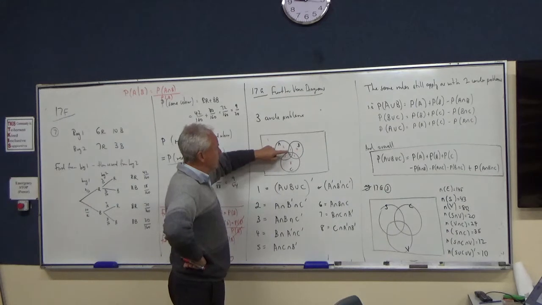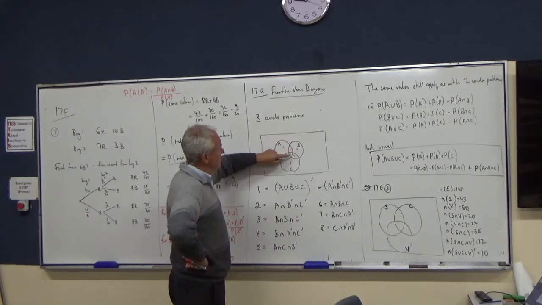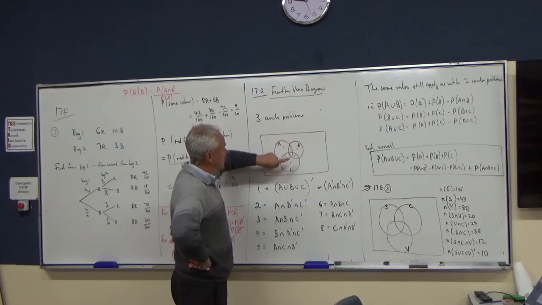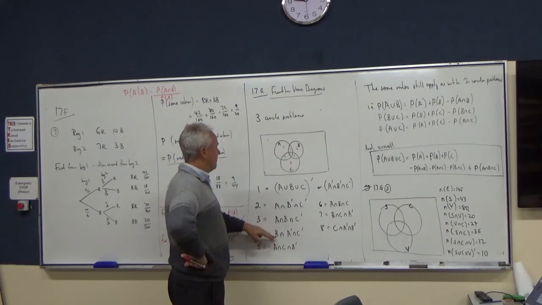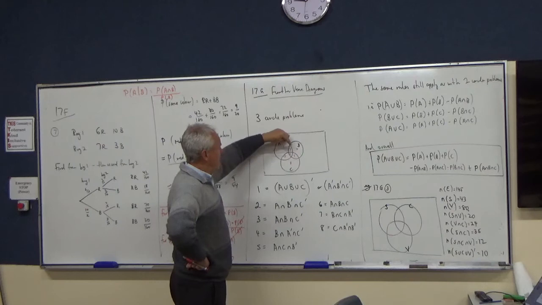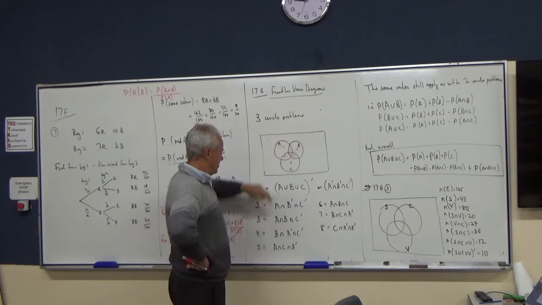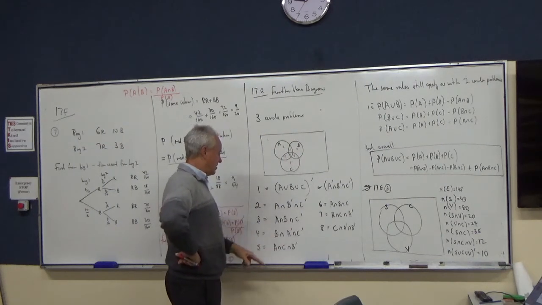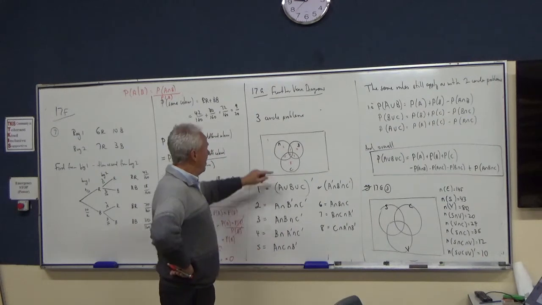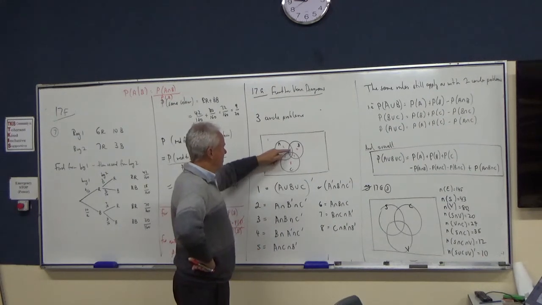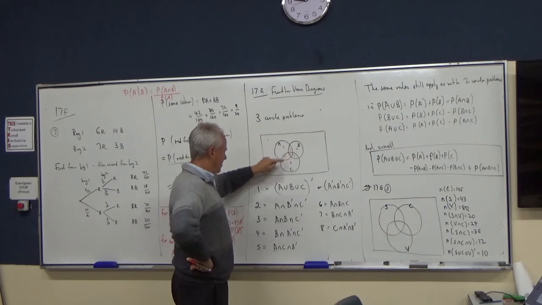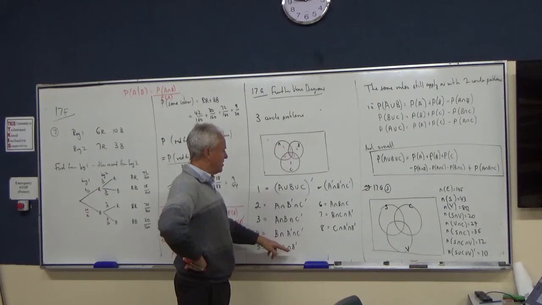Region 3 is A intersection B intersection C complement. So region 3 here is in A and B, but it's not in C. Region 4, just like with A, is in B, but not in A and C, so B intersection A complement intersection C complement. 5 is this bit here, and that's like 3, it's in A and C, but not in B, so A intersection C intersection B complement.